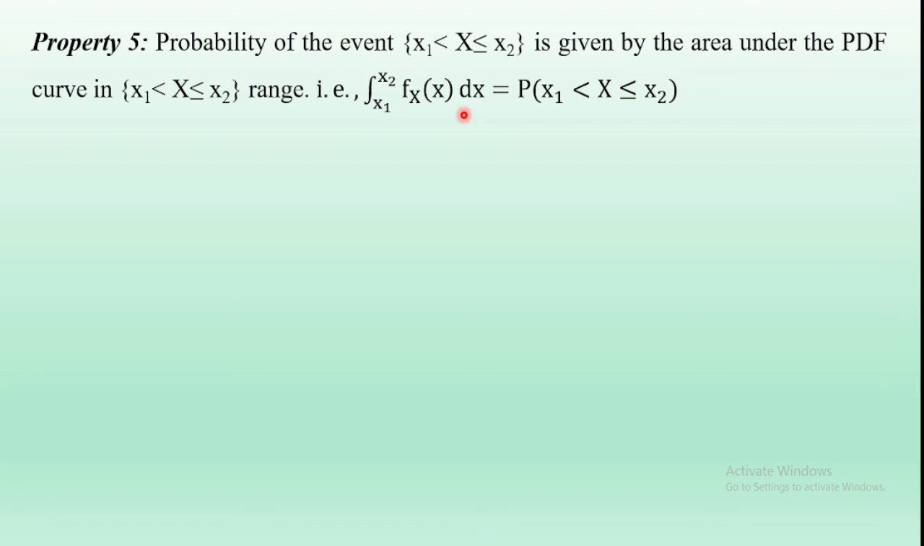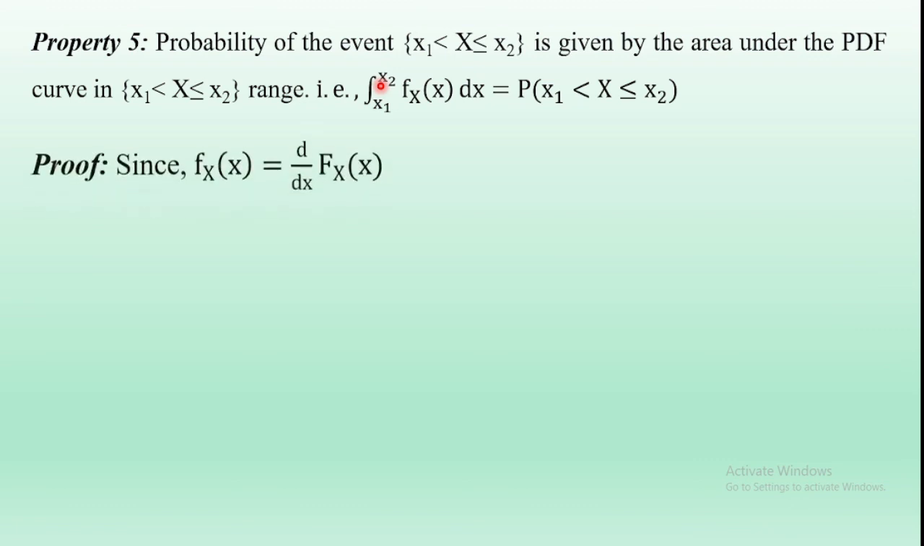In the second property, the area under the probability density function is always unity, that is, the integral from minus infinity to infinity of fX(x) dx is equal to 1. In the third property, the probability of X less than or equal to x means the range of the integration is minus infinity to x. Now here the random variable X varies between two limits, x1 to x2.